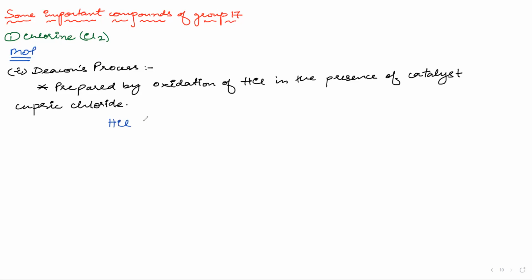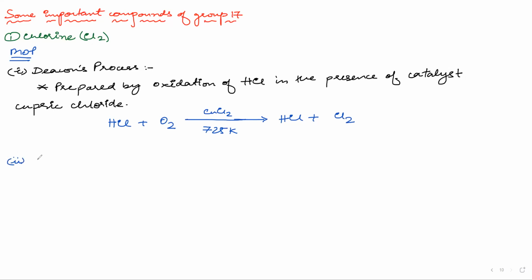The reaction is very simple. You have HCl, then oxidation, that is O2, with CuCl2, cupric chloride, at an elevated temperature of approximately 725 Kelvin. You will get H2O plus you will get Cl2. Copy this. You can have some other processes also, so write those preparation methods too.